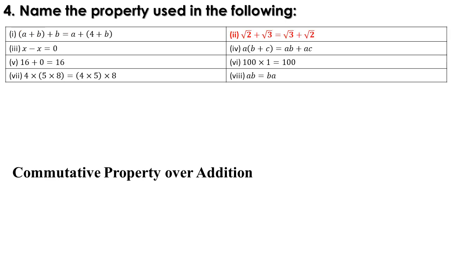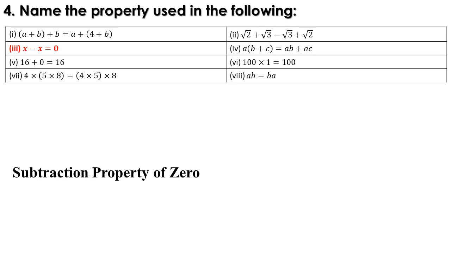Next up, we have square root 2 plus square root 3 equals square root 3 plus square root 2. This is the commutative property of addition. It says that the order in which you add numbers doesn't change the result. So, square root 2 plus square root 3 is the same as square root 3 plus square root 2. You can switch them around, and the answer will be the same.